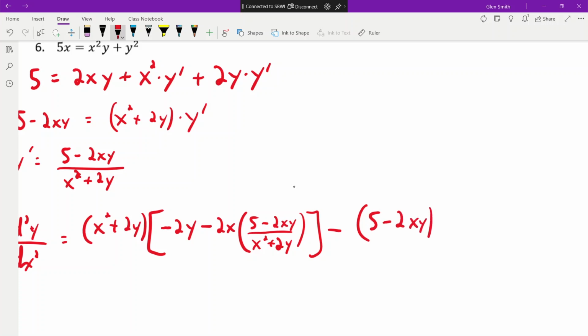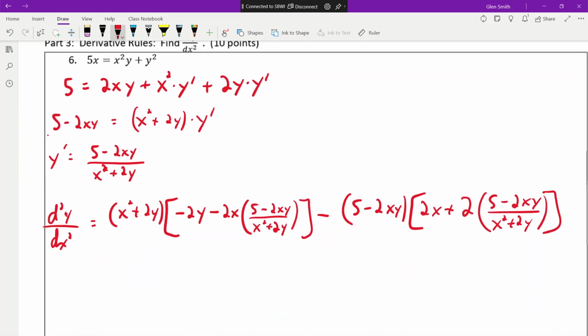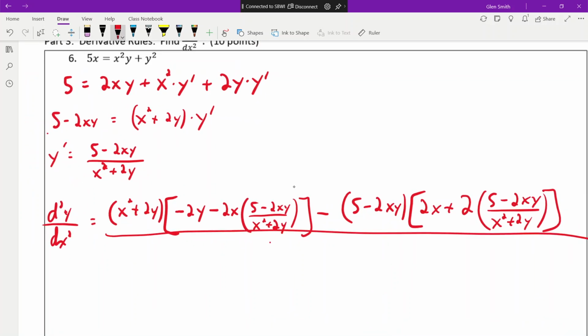That's a 2. Is that okay? That's low d high minus high d low. But that's 2x plus 2y prime. But rather than writing y prime, I'm going to write what y prime is, which is 5 minus 2xy.